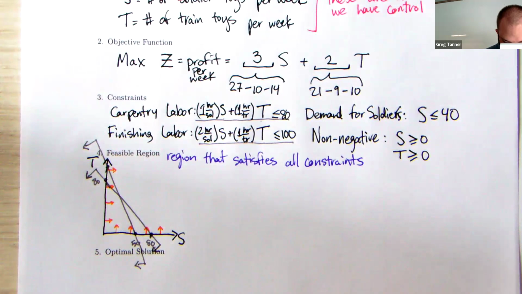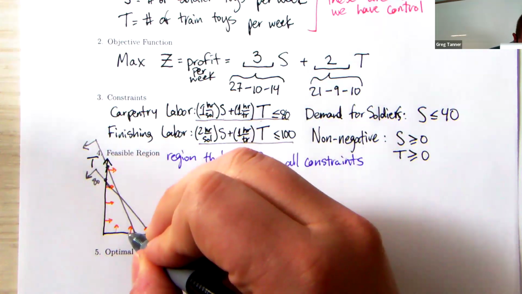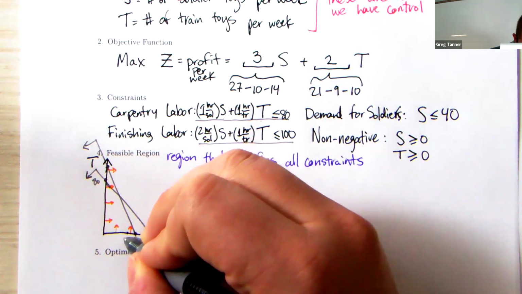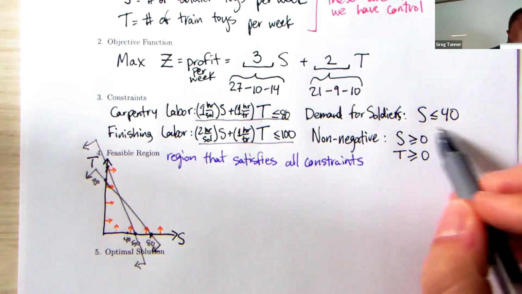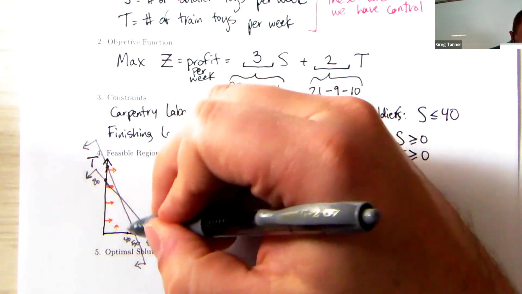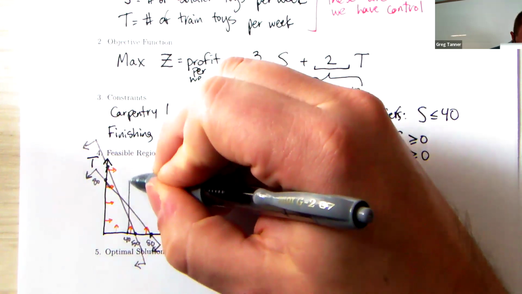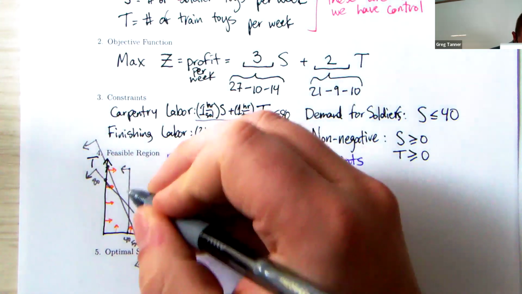Okay. Next up, we'll do our demand for soldiers. And so that's going to be right here at 40. S equals 40. And this is going to be a vertical line. S equals 40. And so we're going to draw that just up like this. And we want less than or equal to 40. And so we'll shade this way.